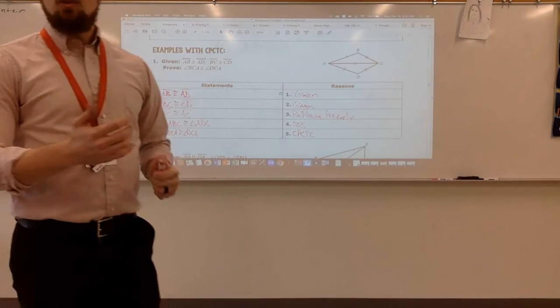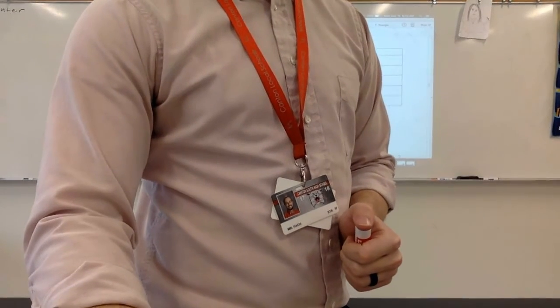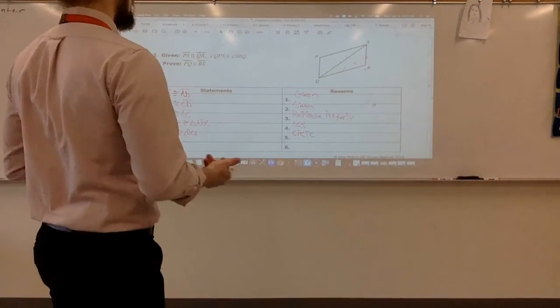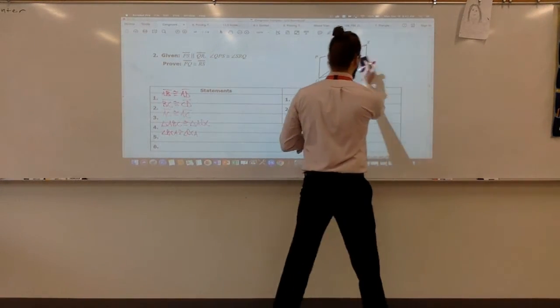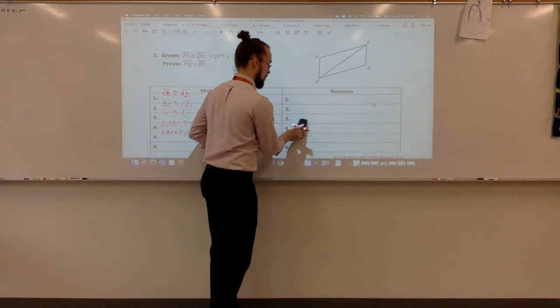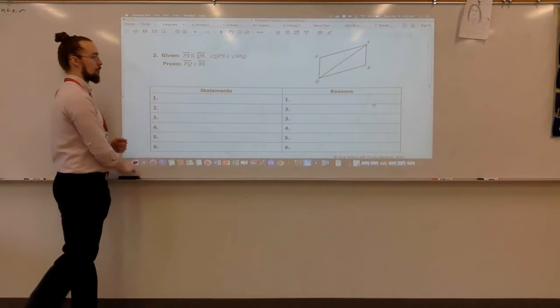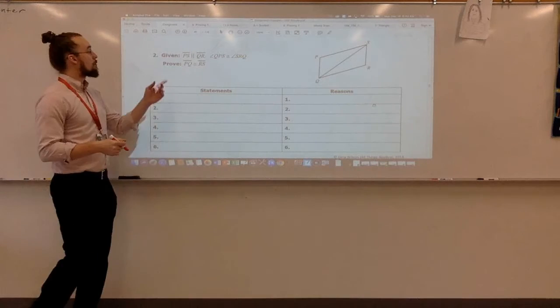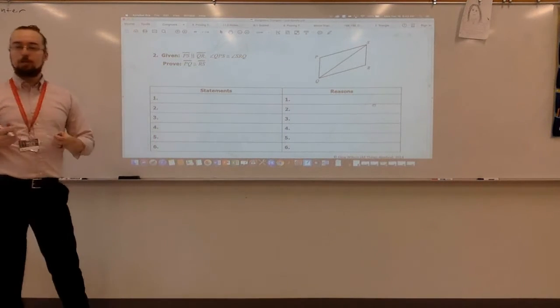Okay. Let's do one more together, and then let's try some here. Okay, so on number 2, we want to ultimately show that sides PQ and RS are congruent. But to do that, what we're going to do is first prove that these triangles are congruent. Okay, so I'm given a pair of parallel sides and a pair of congruent angles.